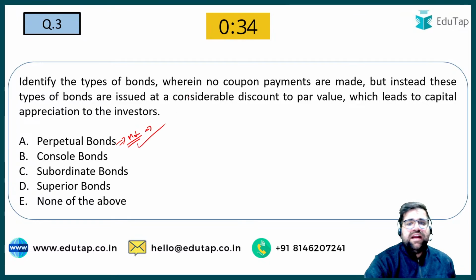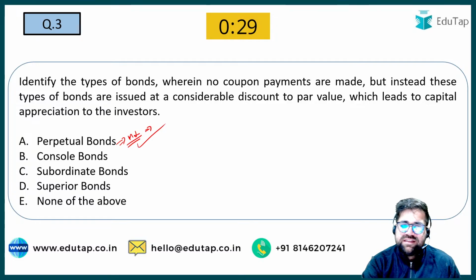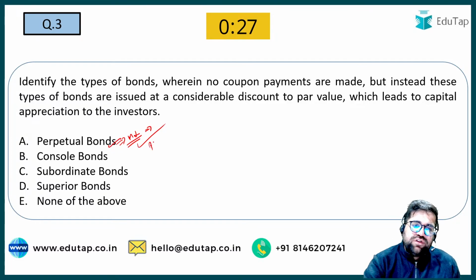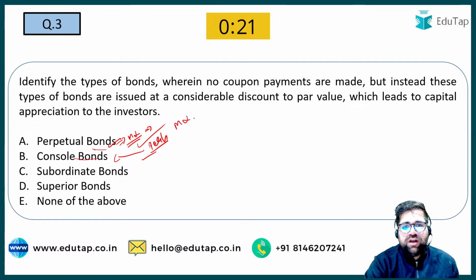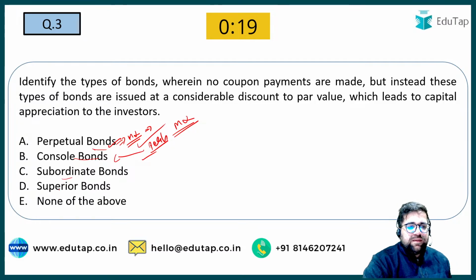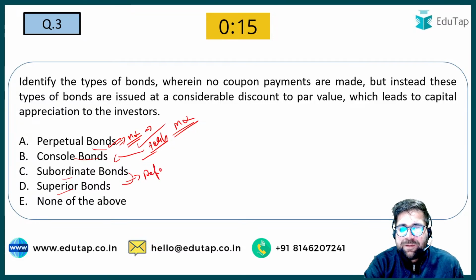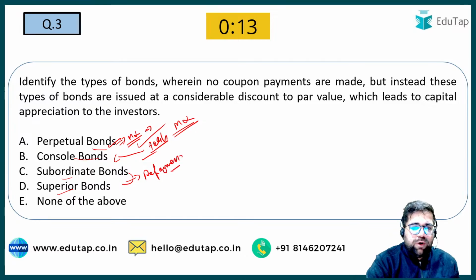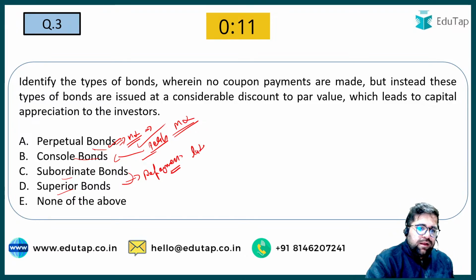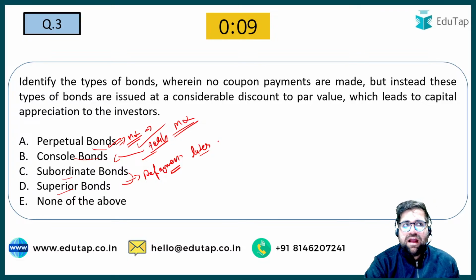Rather, these kinds of bonds do not have any shelf life, you can say. Perpetual bonds are also known as perps, and also as consols. So in all these different types of bonds, the maturity is not defined. Subordinate and superior bonds are differentiated in terms of repayment. Subordinate bonds are paid later, and superior bonds are paid, I would say, a step higher than subordinate bonds.